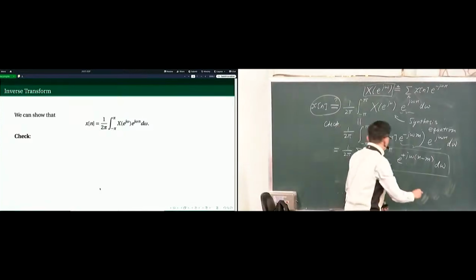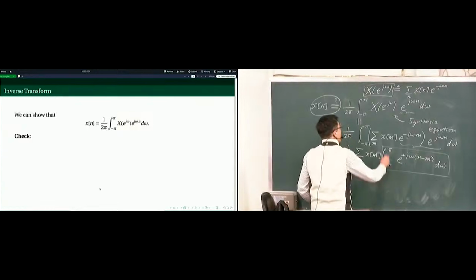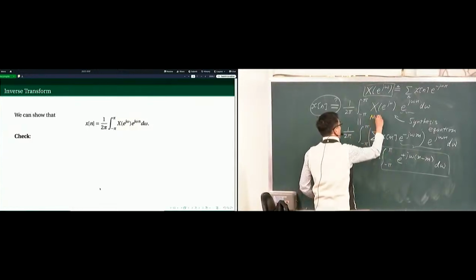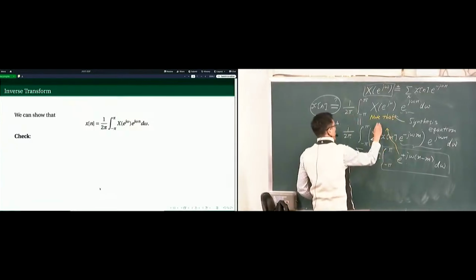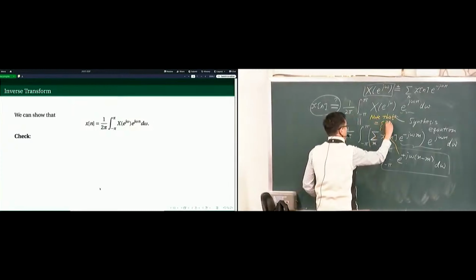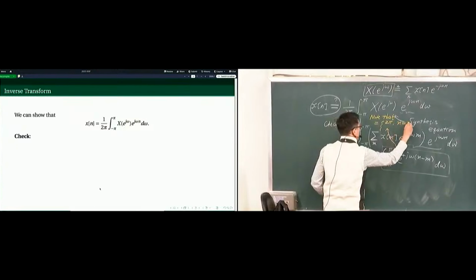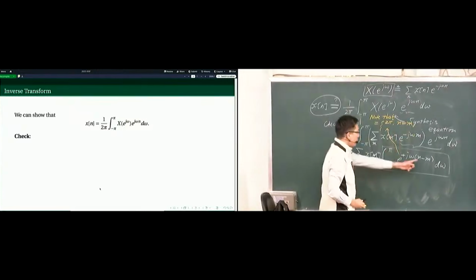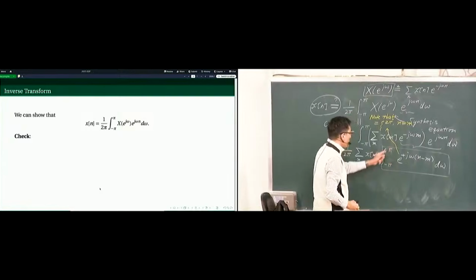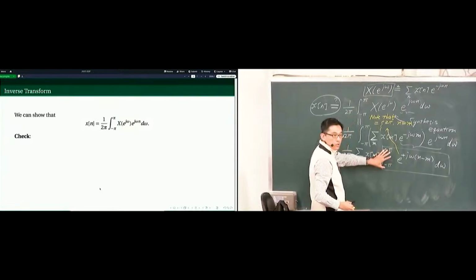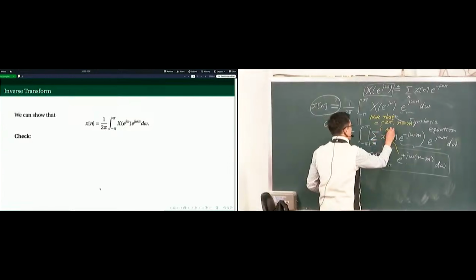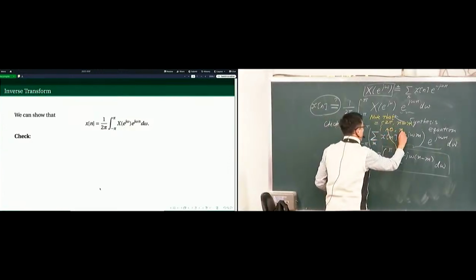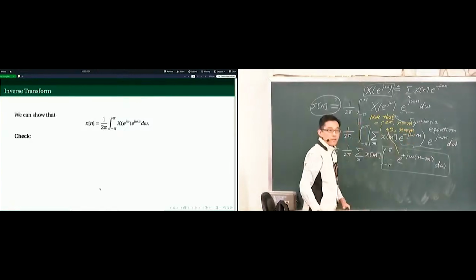So let me just make a note that this integration equals 2 pi when n is equal to m. When n equals m, the exponent becomes 0. We are taking the integral of 1 over this closed interval, and the result is 2 pi. Otherwise, it's 0 when n is not equal to m, right?